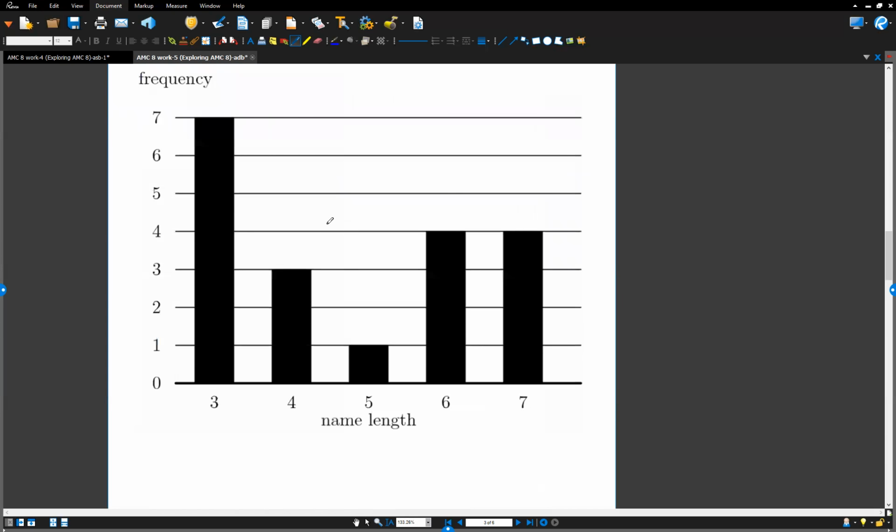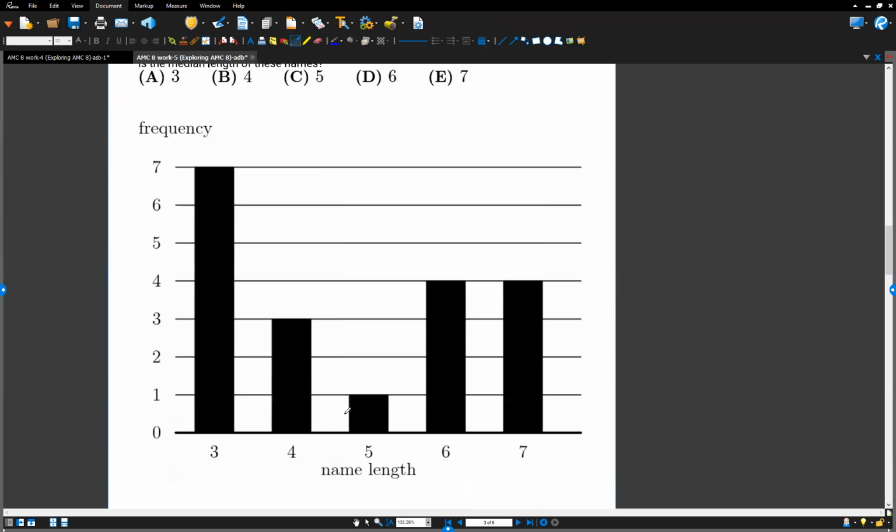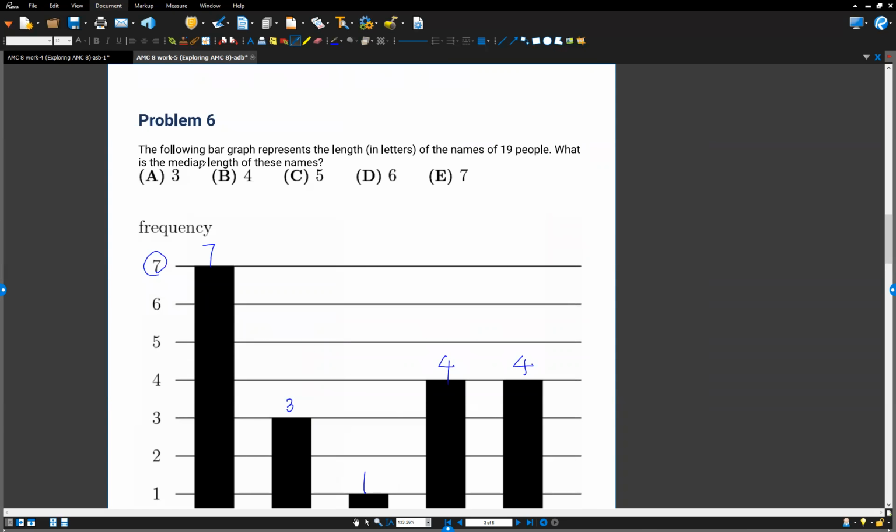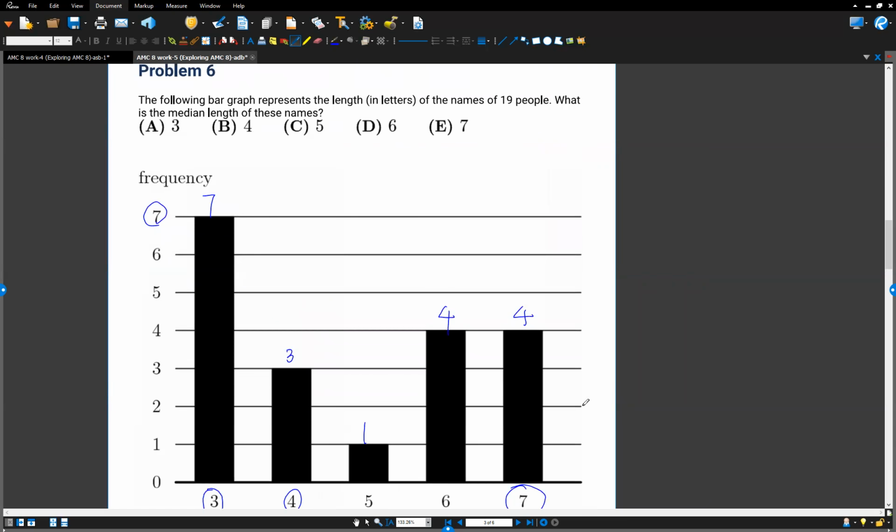Can you see that? Name length. Name length is what? 7. Frequency is the number of students. 7 students, length of name is what? 3. 3 students, length of name is 4. 1 student is 5. 4 students is 6. Another portion is very long. Which one is the median? In median length, which number is in the median?